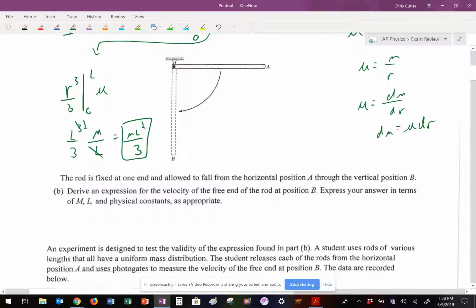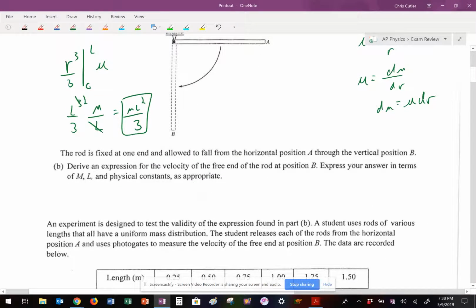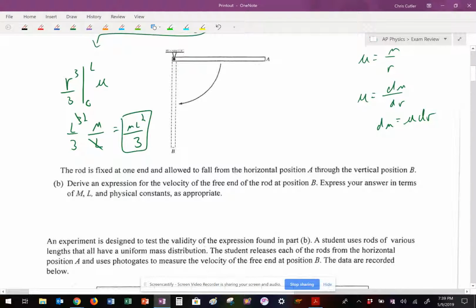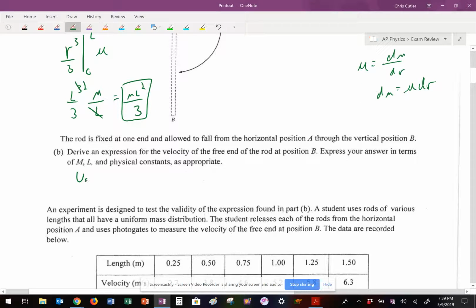Move on to B. All right, B, the rod is fixed at one end and allowed to fall from a horizontal position A through the vertical position B. Derive an expression for the velocity of the free end of the rod at position B. Express your answer in terms of M, L, and physical constants as appropriate. Whenever something is dropping from one height to another, think energy. So we're thinking U_g equals K. Question is, what kind of K? Is this rotational, translational, or rolling? It's not translating, so it's not translational or rolling. It is K rotational.